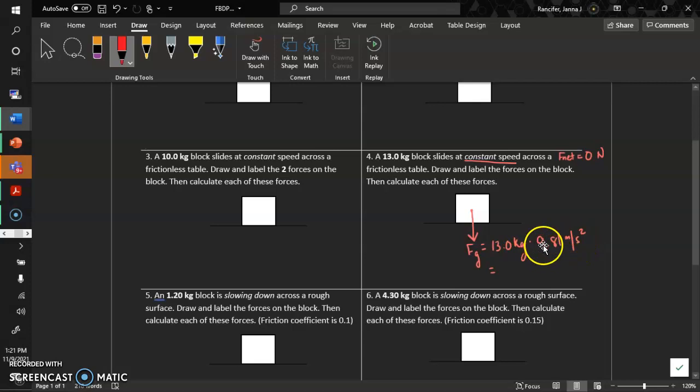So if I do 13 times 9.81, I get the force of gravity acting on the object. That is 127.5 newtons of force, and this goes straight down.